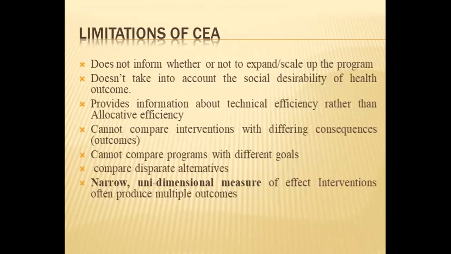Limitations of cost effectiveness analysis. It does not inform whether or not to expand or scale up the program, does not take into account the social desirability of health outcomes, provides information about technical efficiency rather than allocative efficiency, cannot compare interventions with different consequences, cannot compare programs with different goals or disparate alternatives. It is a narrow, unidirectional measure of effect. Interventions often produce multiple outcomes.